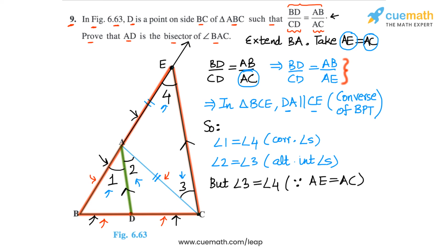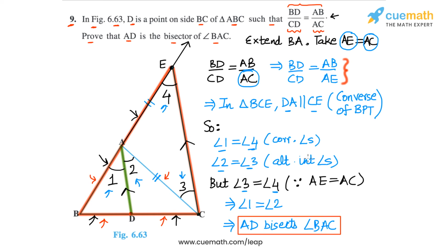and therefore we can now conclude that angle 1 is equal to angle 2, because angle 3 is angle 2 and angle 4 is angle 1, and angle 3 is equal to angle 4, so angle 1 will be equal to angle 2. And this proves that AD bisects angle BAC. AD is the angle bisector of angle BAC. So this is what we had to prove.